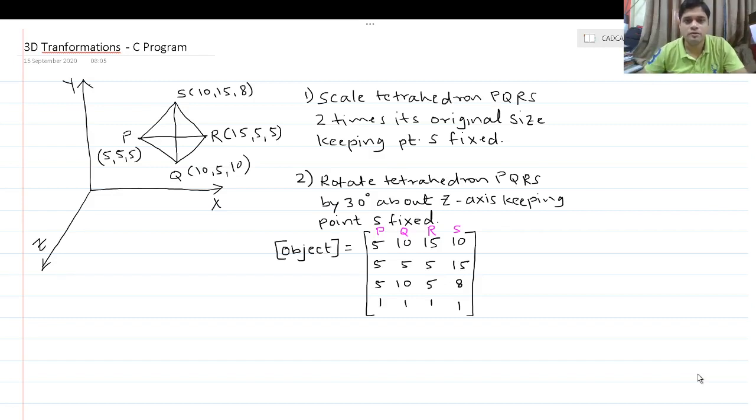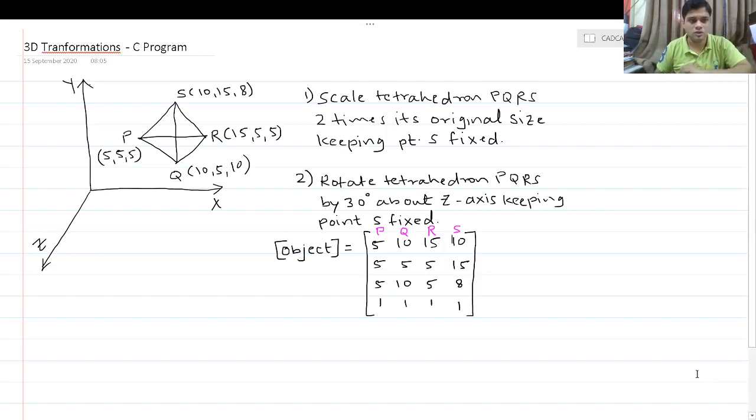Hello friends, today we are going to see the 3D transformations, that is the concatenation operation. First we will do the manual calculation, and then we will write a C program and try to get the similar analysis from the C program. So let's get started.